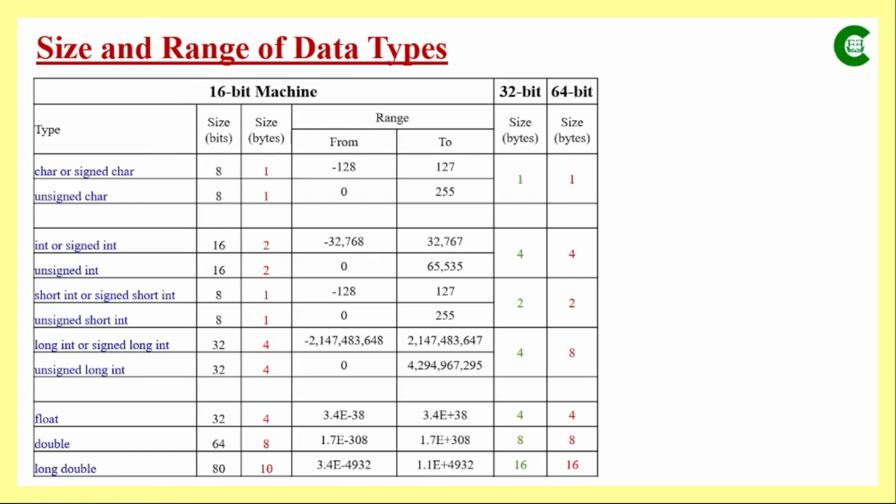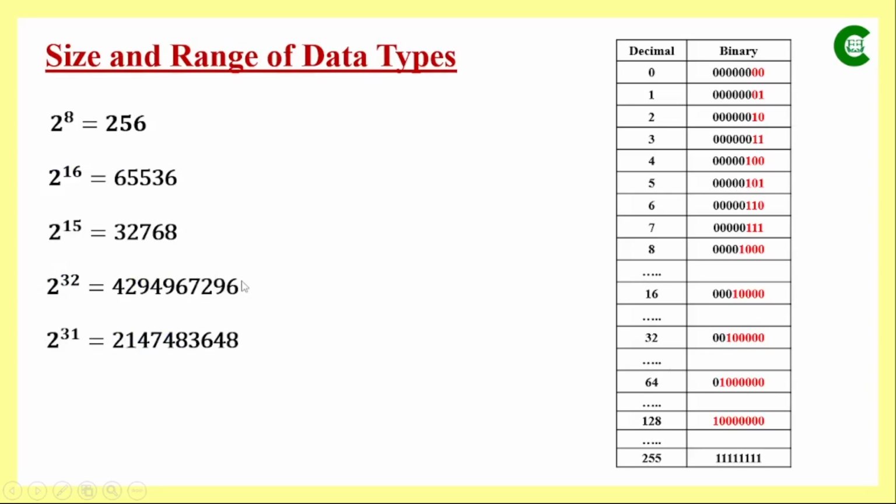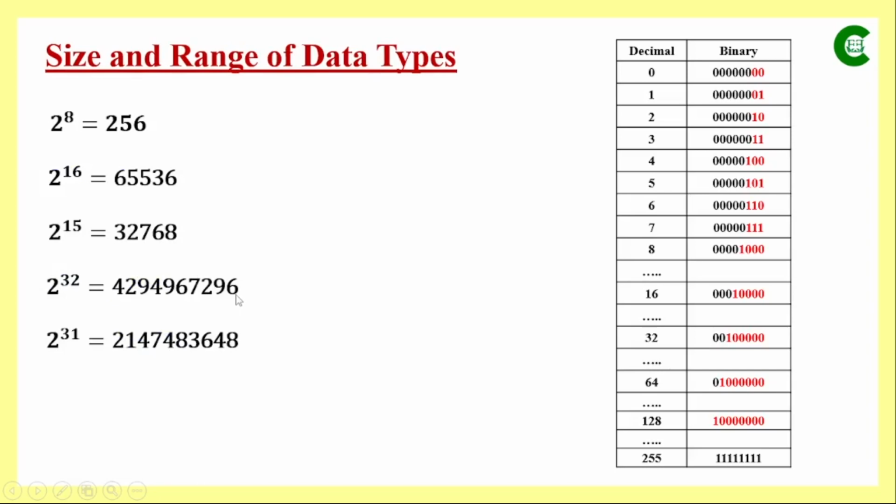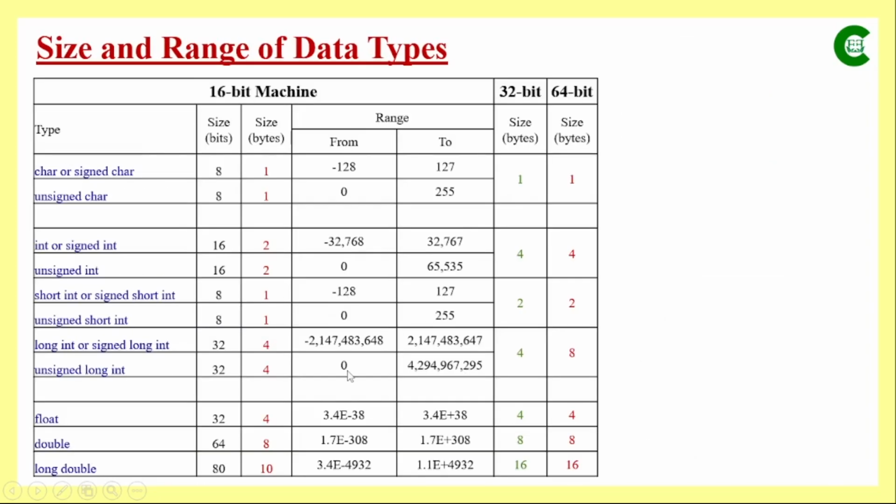Then 2 raised to the power 32 means this value. So unsigned integer can accommodate 0 to that value minus 1. And if it is signed, then again the same concept. 1 bit will be reserved to store the sign, and the rest 31 bits will be reserved for storing the values.